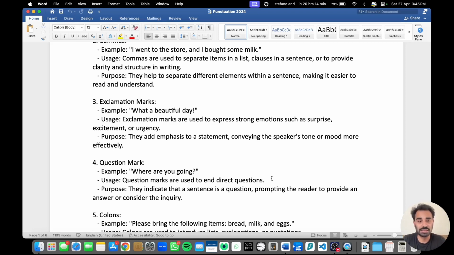Okay, so what a beautiful day. I'm showing some excitement, I'm showing emotion. It could show excited emotion, happy emotion, angry emotion and surprising emotion, so many different things, but it actually shows some kind of surprise or some kind of excitement. So exclamation marks are used to express strong emotions such as surprise, excitement, or urgency. Purpose: they add emphasis to the statement, conveying the speaker's tone or mood more effectively.